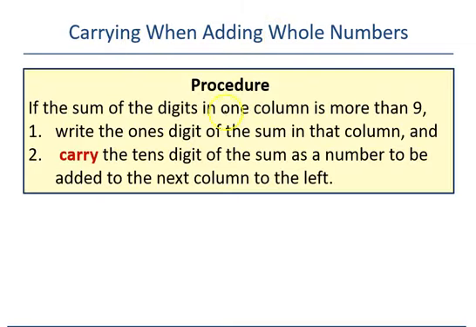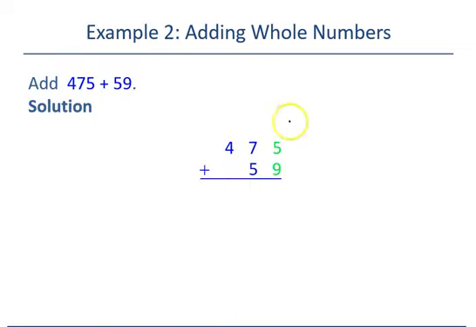Carrying when adding whole numbers. If the sum of the digits in one column is more than 9, let's remember this, more than 9, write the ones digit of the sum in that column and carry the tens digit of that sum as the number to be added to the next column to the left. Let's do an example because that always works out a lot better when you see it. I've got everything lined up here again. Notice I've got the ones lined up, lined up in green here. So let's continue on and see what I'm talking about.